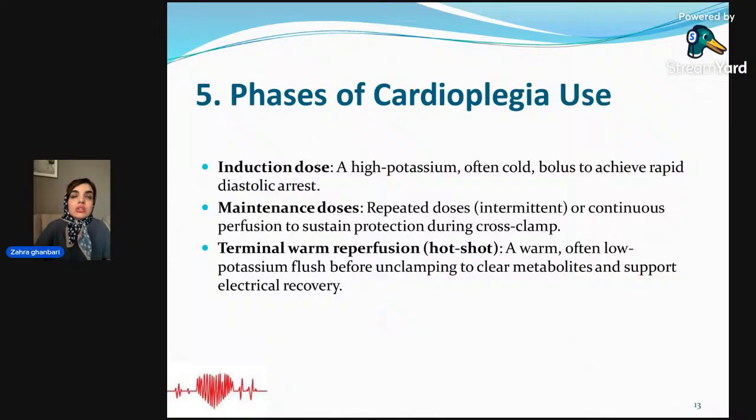Hot shot, we always don't use wash out. If we use cold cardioplegia solution or tepid cardioplegia solution, we must use a hot shot. But if our strategy is to use warm cardioplegia solution, usually we don't need a hot shot. And I will talk about this strategy in a future section. So go to the next slide, please.